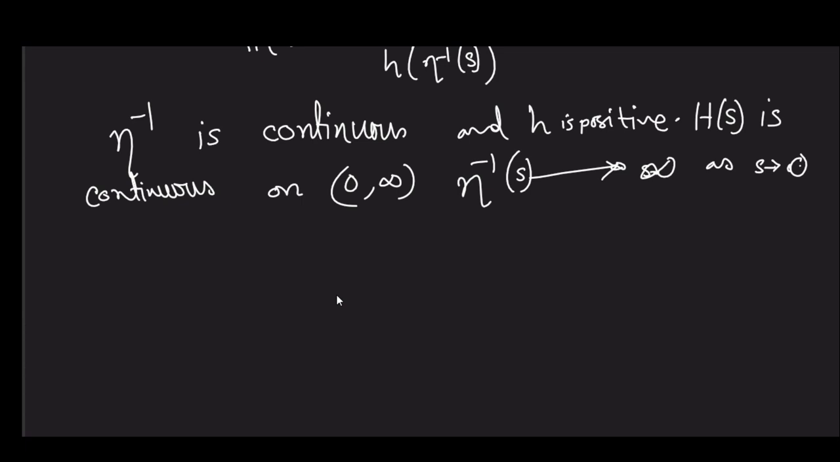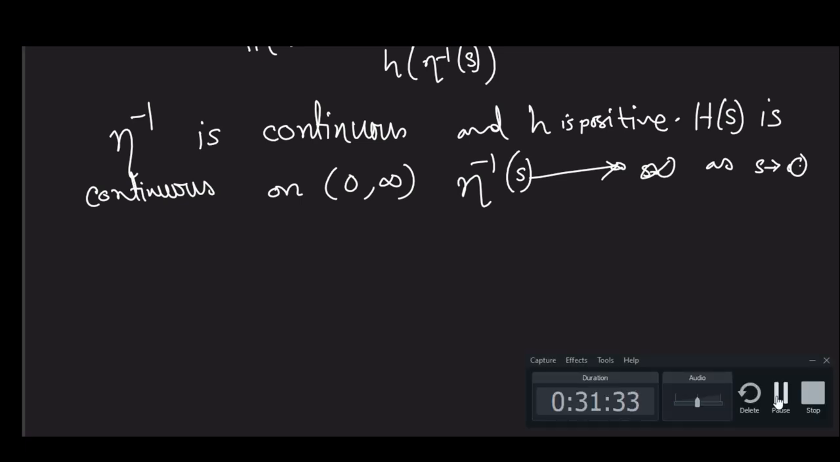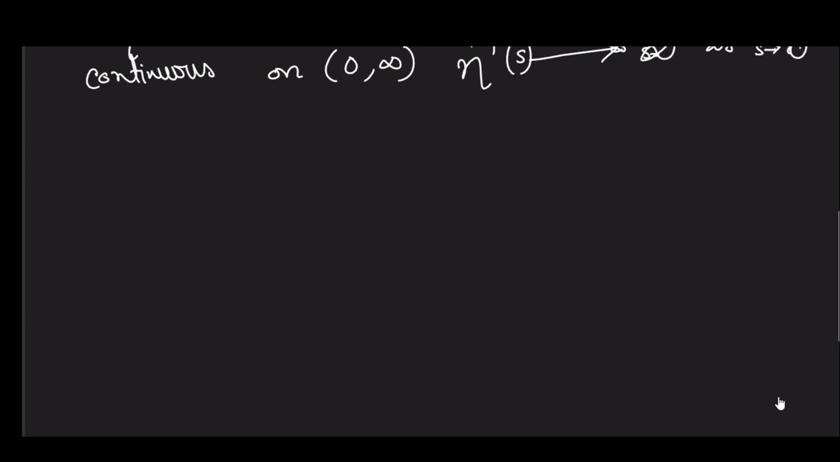So if this is the case, then you can define a class K function on the same interval, this will become Vs, sorry. So our capital H defines a class K function.